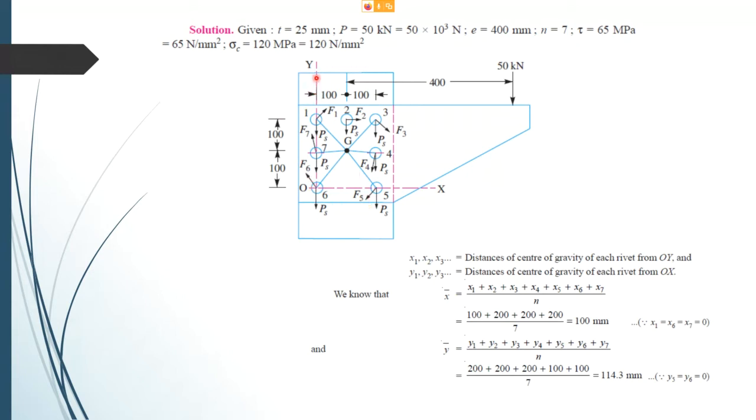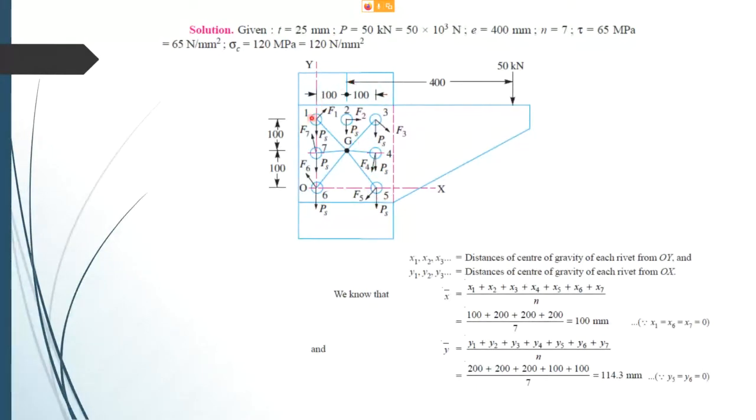What you need to do first is draw the x-axis through the center of rivets 5 and 6, and then another line, your y-axis, through rivets 1, 7, and 6. And of course, you have to label the rivets. Let's say go in clockwise order: 1, 2, 3, 4, 5, 6, and 7. Or you can name them differently, up to you. You need to draw this diagram.